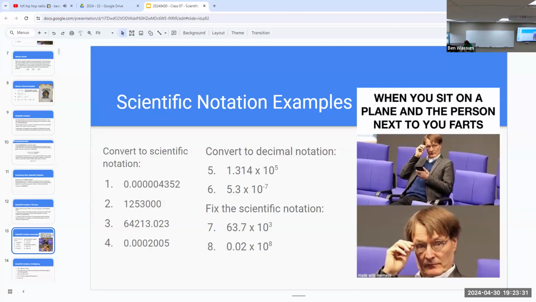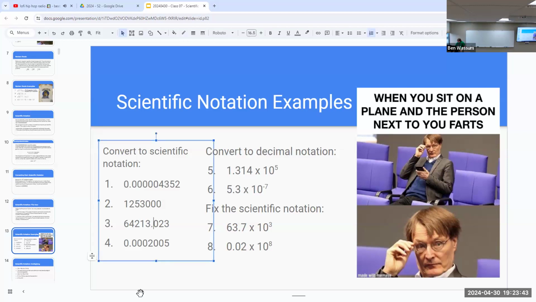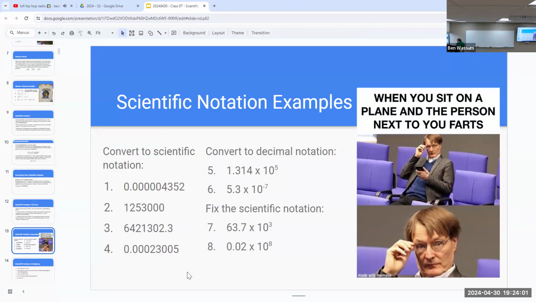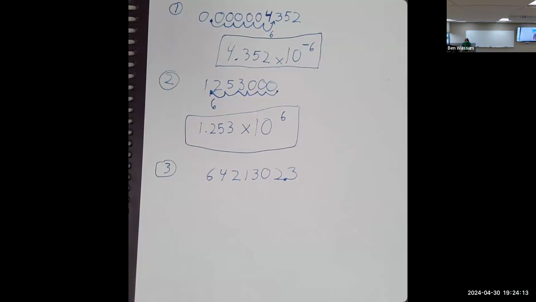Let's do more. 6, 4, 2, 1, 3, 0, 2, 3. Where's my decimal? You know what? I'm not going to stick with these numbers here. We're going to play with them. How am I going to play with them? Play with where the decimal is. Let's do that. That looks fun. Okay, those ones out there. I just put the decimal after the 2 and before the 3. Only played with it a little bit.